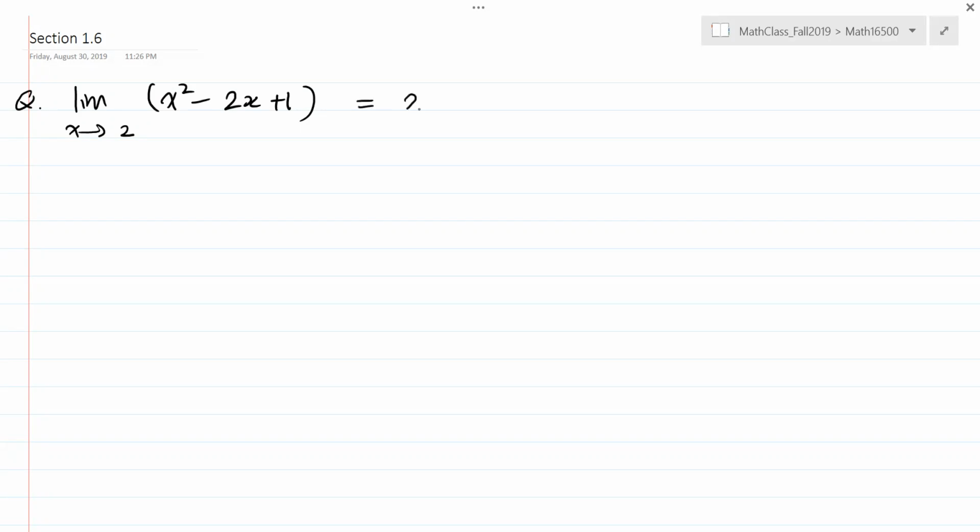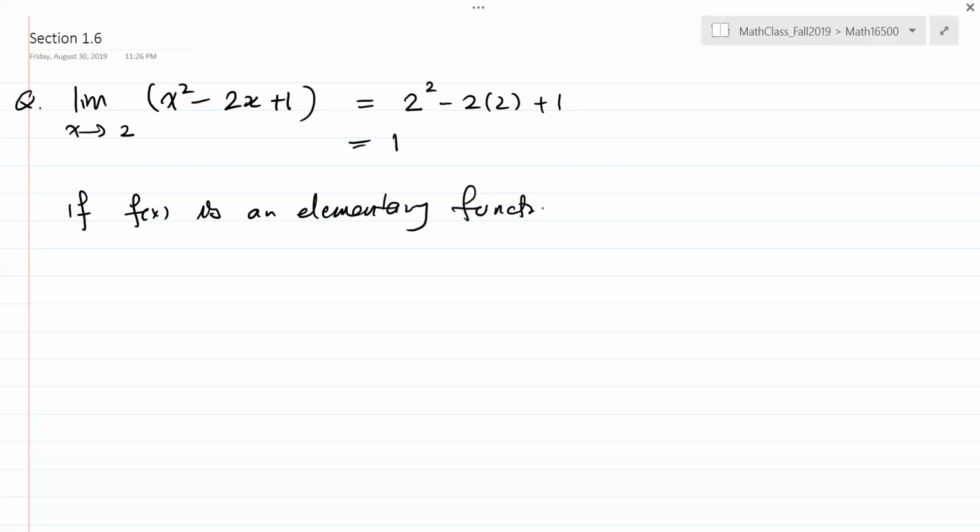So I can just write down the limit directly. Actually, this is a value of the function, so that is going to be 3. Now in general, if f of x is an elementary function, a combination of several well-known functions like sin x, cosine, square root x, and a is an interior number in the domain, inside the domain.